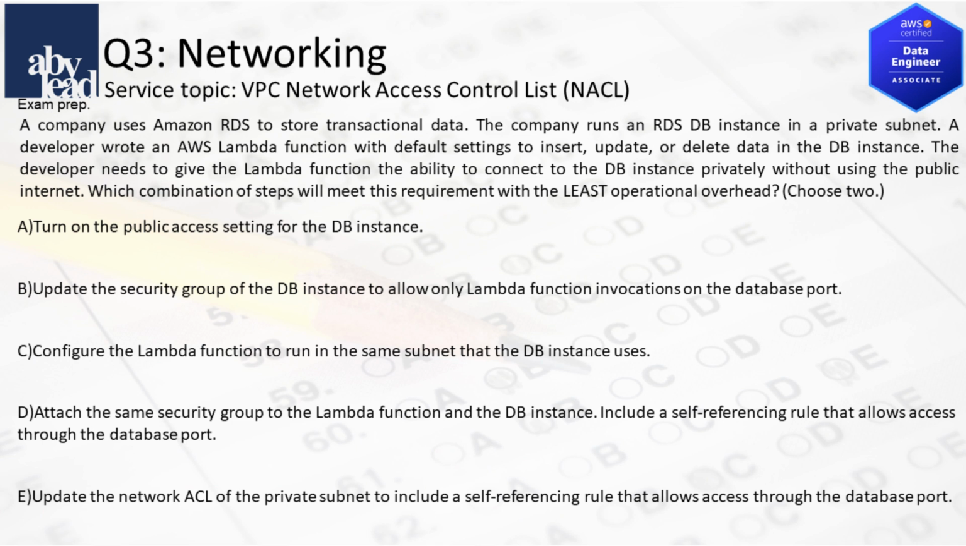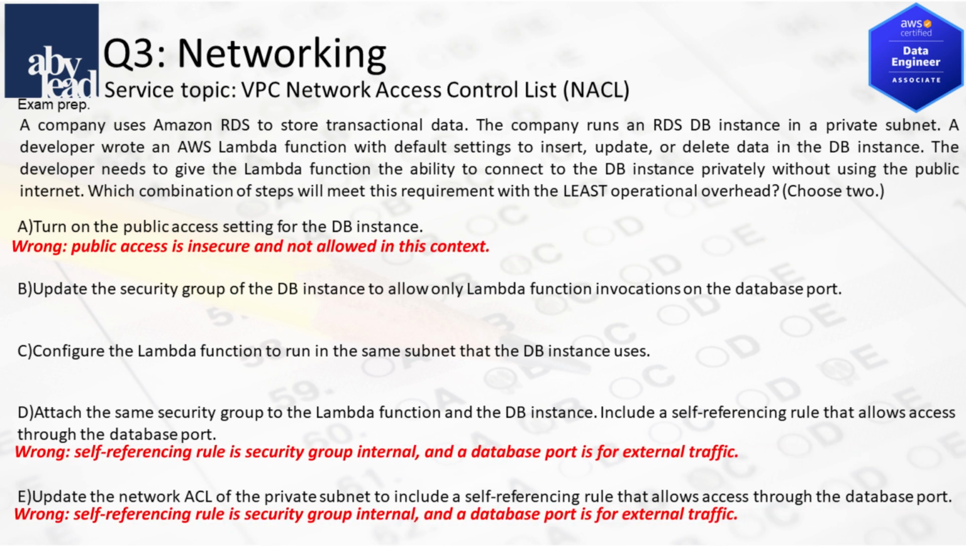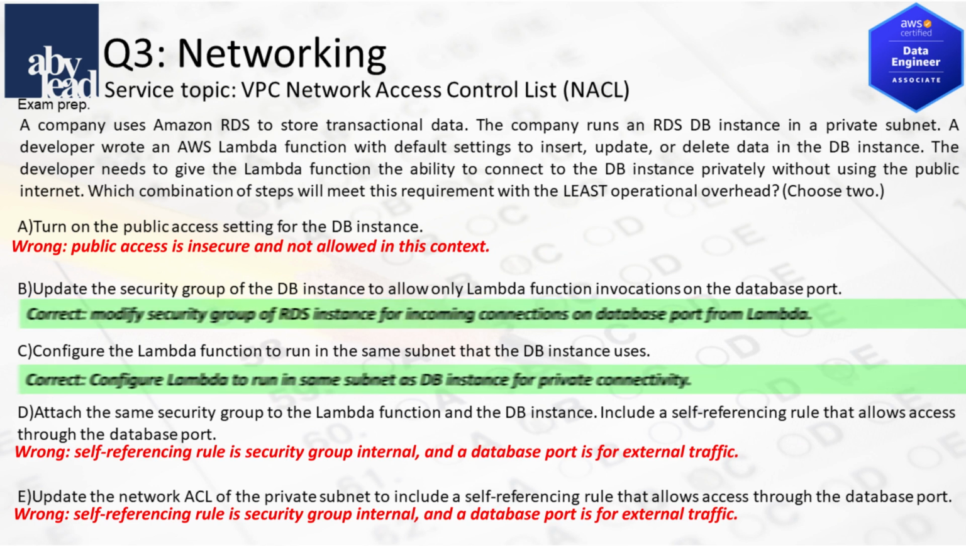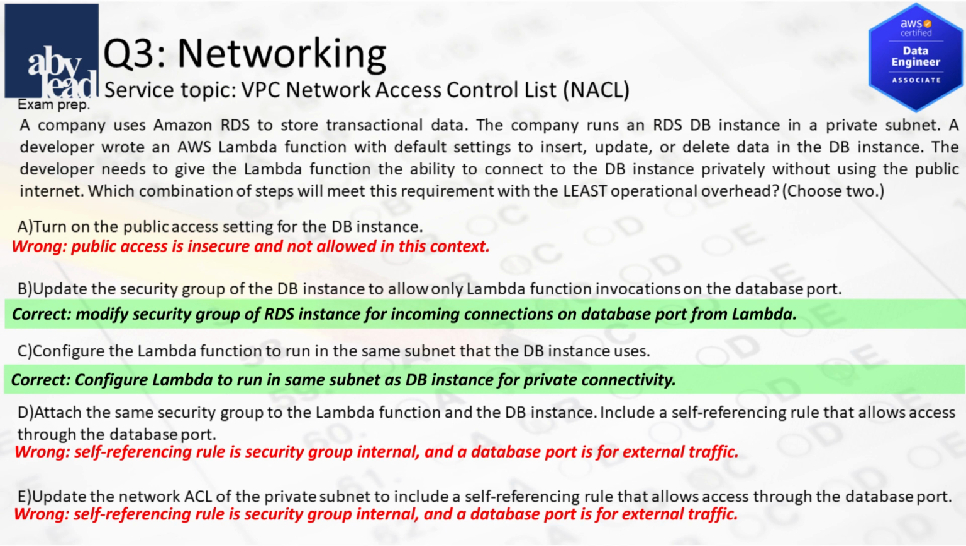Question 3. How do you process data with a Lambda function to a private RDS with low overhead and without internet? It's infeasible to self-reference within a security group with an external database port, and public access is insecure. Most advisable is to run Lambda in the same subnet as the RDS instance for private connectivity.